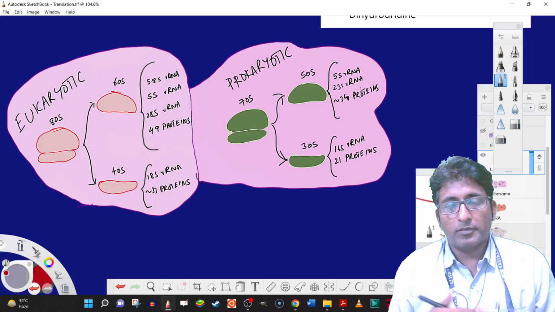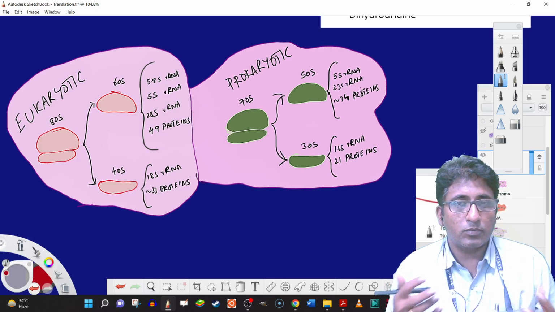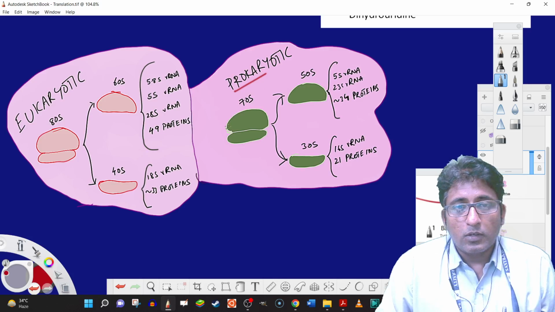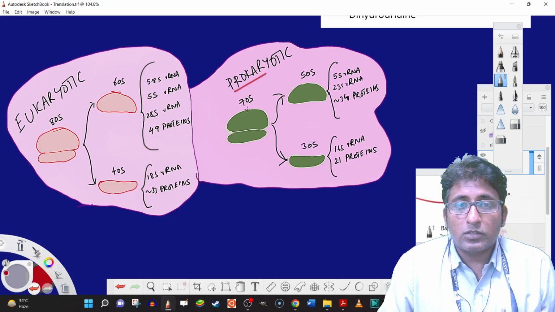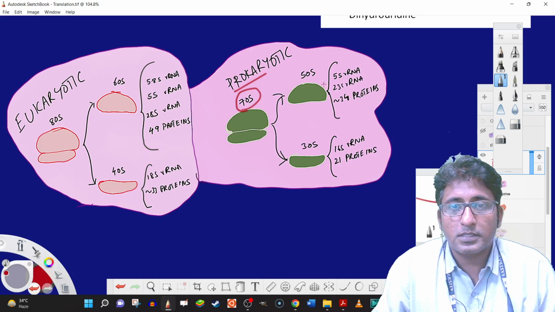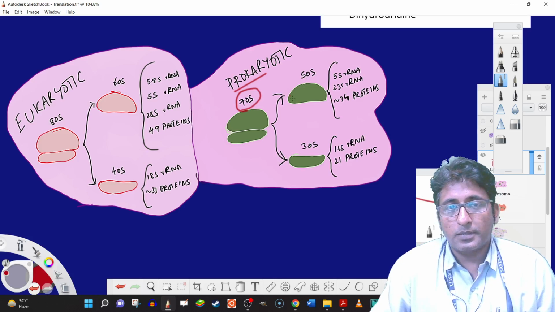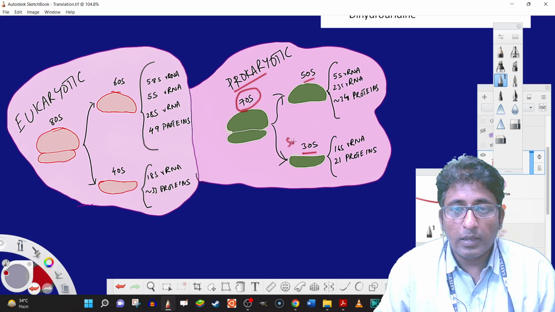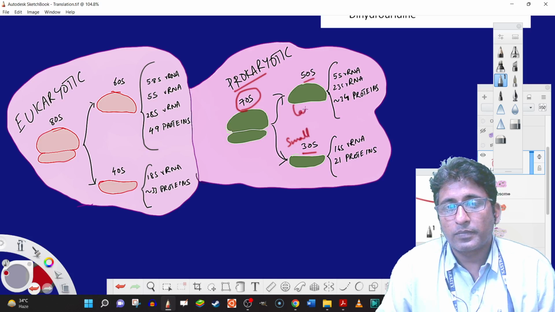structure. They are similar in that they are composed of two subunits. In prokaryotes, we have two subunits, and the total is about 70 Svedberg units. That refers to the sedimentation coefficient, or sedimentation rate, based on density. The 70S ribosome has two subunits: one is the 30S subunit, and the other is the 50S subunit, the small and large subunits.